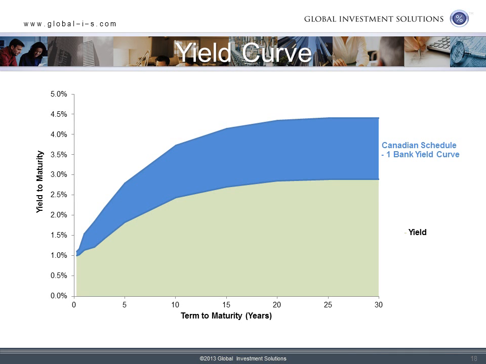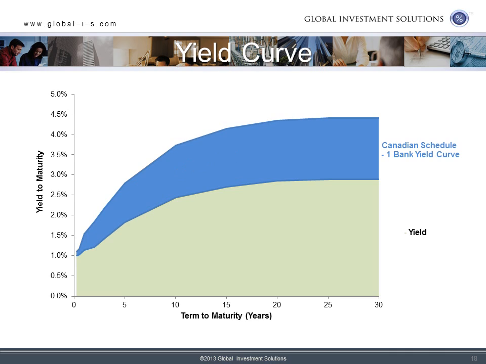Looking at that another way, we have the yield curve, which shows from 0 to 30 years of maturity, and along the y-axis you have yield to maturity. So this is the yield for the Government of Canada in the green, and the premium that a bank would have to pay is in the blue. So part 1 is the Canadian yield curve, part 2 is the premium.